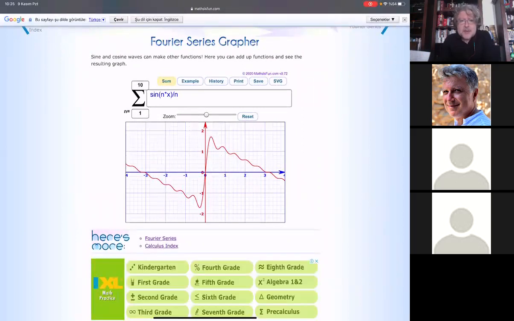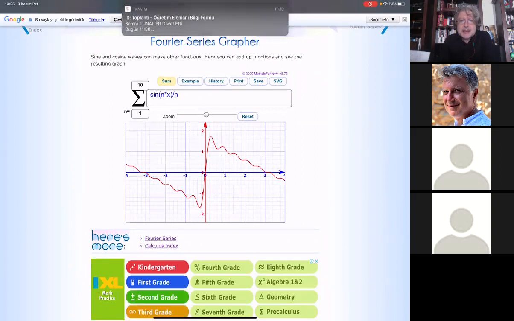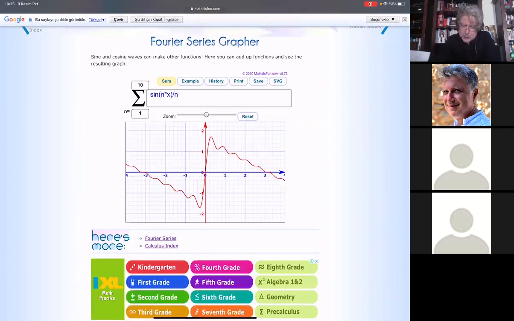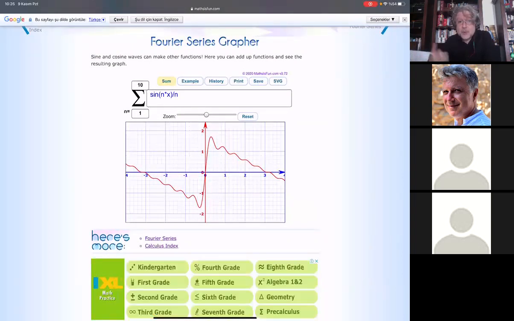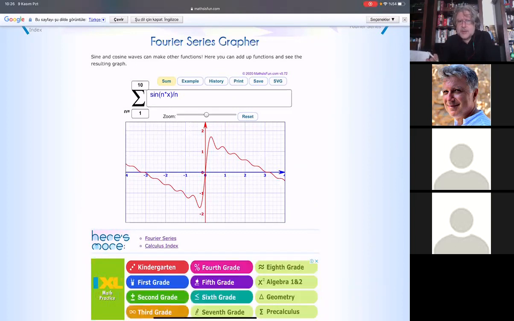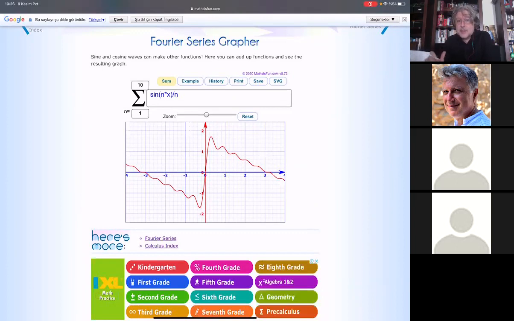This is a summation from 1 to 10 of sine nx over n. So the first 10 coefficients of the Fourier series and the corresponding harmonics. This, by the way, is the Fourier series representation for a sawtooth waveform, not a triangular one, okay? It goes down and up and down and up. So it's like the sawtooth.